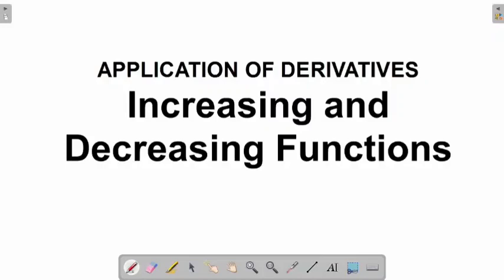Welcome back, dear students. Today we are going to start a new topic from application of derivatives, and the name of the topic is increasing and decreasing function. Before we start with the problems, it's very important that we understand what increasing and decreasing functions are.